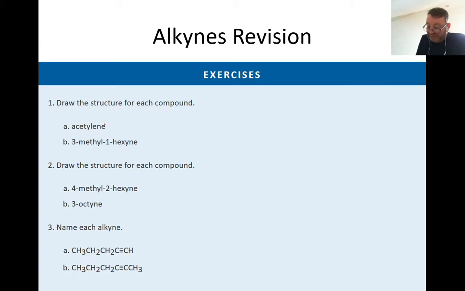Okay. Draw the structure for each of the following compounds. Now, acetylene, as I told you already, that's its common name. It's also known as ethyne. And that's easy enough to draw because that's the molecule we're dealing with.